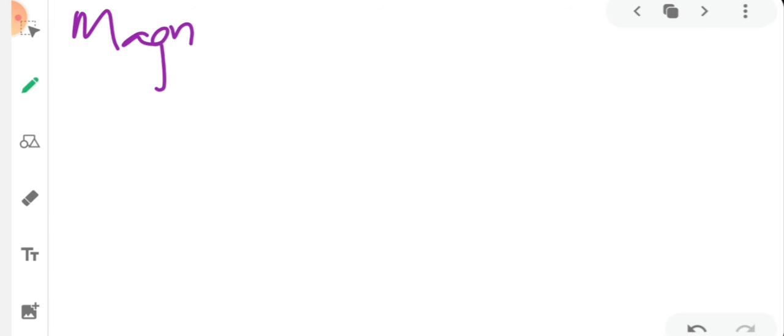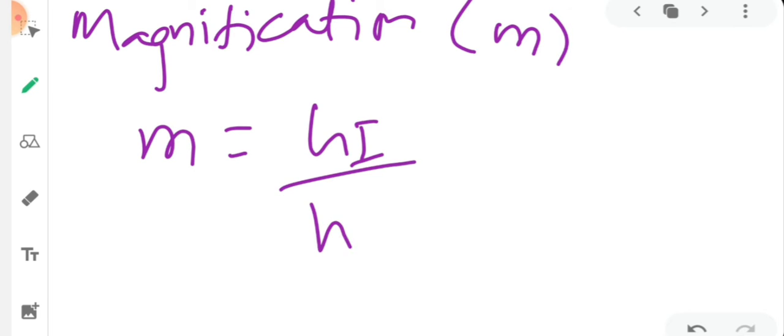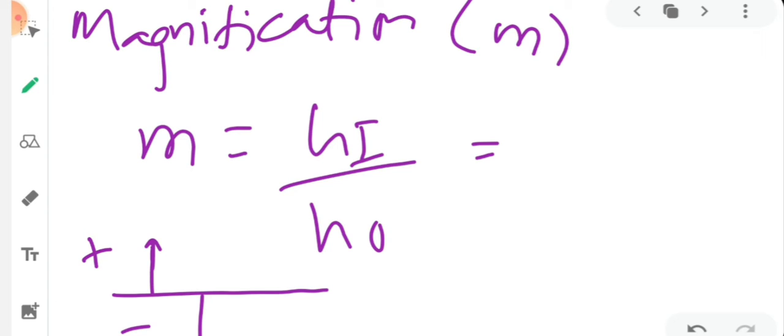What is magnification? Magnification, that we write with small m. In the last lectures, I think somewhere we had talked about magnification, and we had said that for magnification you may write m is equal to height of the image upon height of the object. Another thing we had told: for any mirror, if the image is in the upward direction, then it is positive, and if the image is in the downward direction, then it is negative. The height of the object is obviously many times positive itself, and the height of the image is most times negative itself.